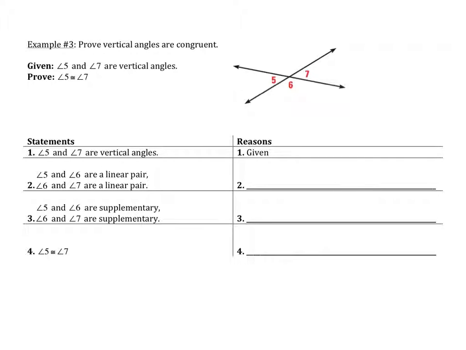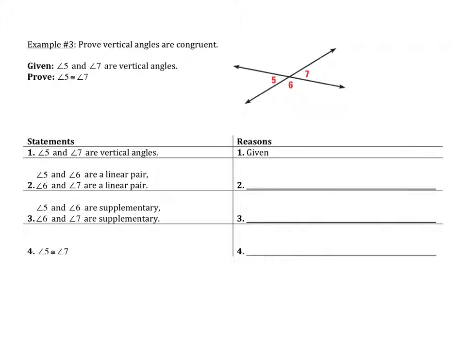So step 1: angle 5 and angle 7 are vertical angles. We know that because we were given that. We also just know that because we know what vertical angles are. We know that vertical angles are formed by two intersecting lines and they sit across from each other. So again, we already knew that without even it being stated.